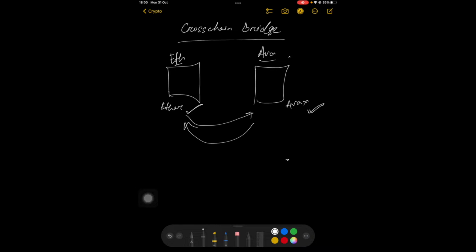So if I have Ether and I want to take part in the Avalanche ecosystem by transferring my Ether to it, how does that work? Here bridges come into the picture. A bridge enables us to effectively transfer Ether to the Avalanche network, thereby enabling us to use the different DeFi products inside the Avalanche ecosystem. So how does it work?